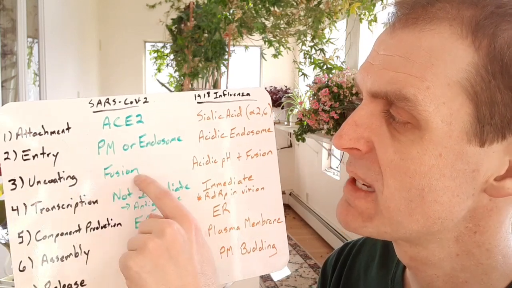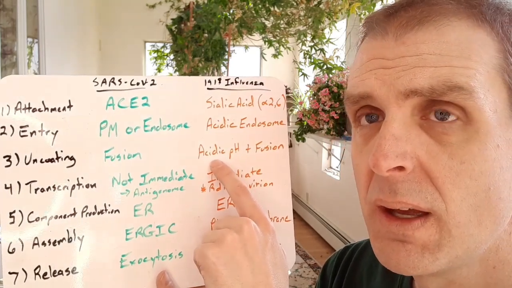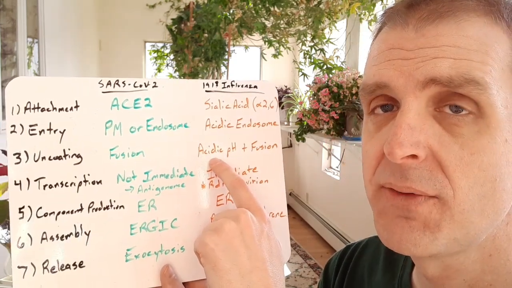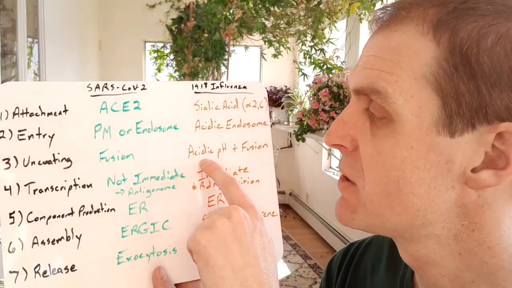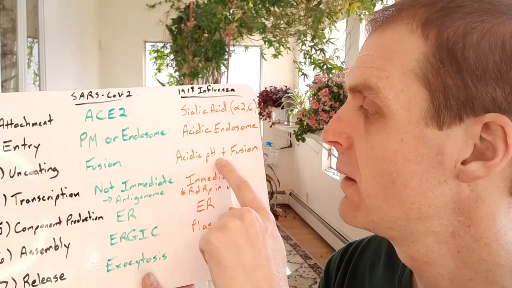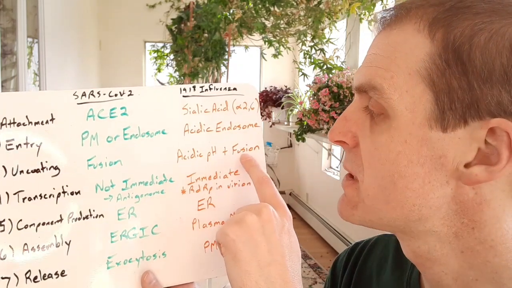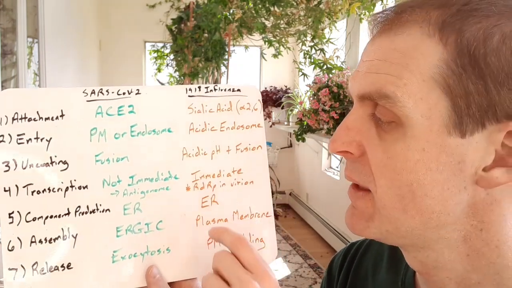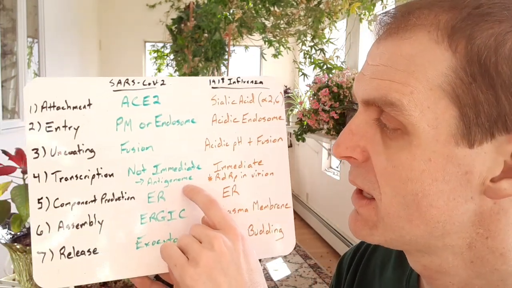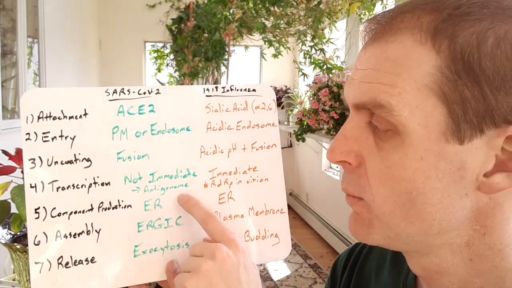Uncoating is fusion, either the plasma membrane or the endosome, and that just reveals the genome. The influenza, on the other hand, as the endosome acidifies and you're getting ready to fuse the virus with the endosome membrane, the acid can also make its way into the virion, and that will release the virus segments from that M1 protein that we saw in the previous, and then you have fusion, and all those different 8 segments can be released into the cytoplasm of the infected cell. They then go to the nucleus, whereas the genome stays out in the cytoplasm with this virus.